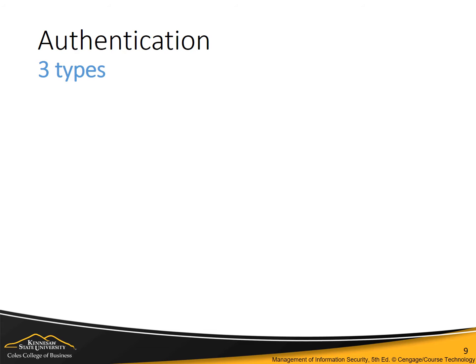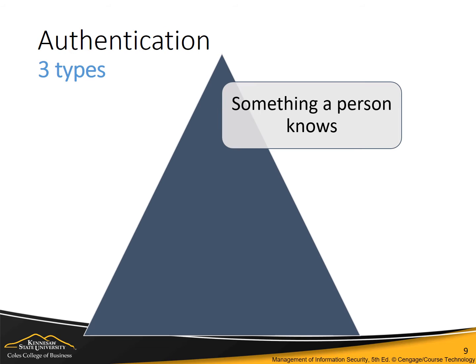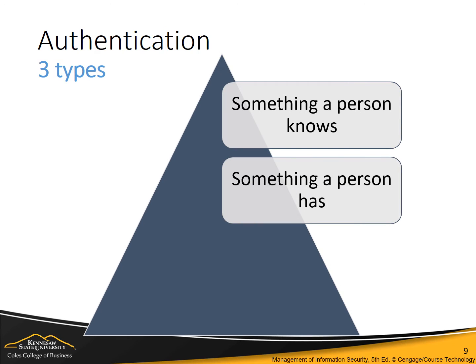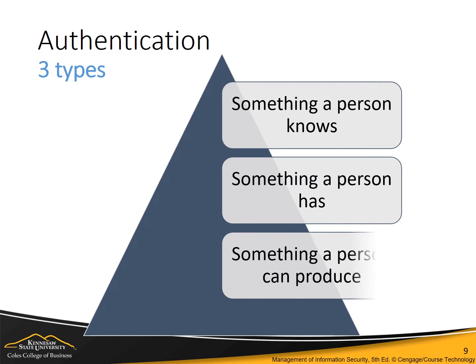There are 3 types of authentication mechanisms. Something a person knows, for example, a password or passphrase. Something a person has, for example, a cryptographic token or smart card. And something a person can produce, such as fingerprints, palm prints, hand topography, hand geometry, retina and iris scans, face scans, or a voice or signature that is analyzed using pattern recognition. These characteristics can be assessed through the use of biometrics.